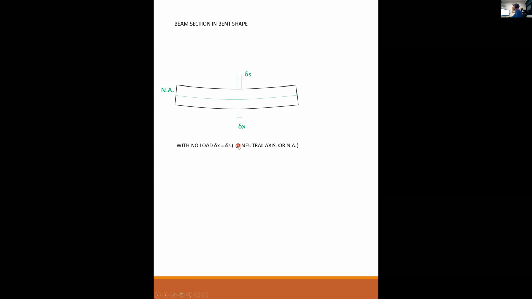We have a neutral axis at the center of gravity. When there is no load, delta X at the center is equal to delta S at the top. There's no difference in the length of these sections under no load. But when you apply load, delta X along the neutral axis remains the same length because at the neutral axis there is no stress and no strain. So delta X remains unchanged, but delta S is going to shorten because this is the compressive side. So delta S will shorten to delta S prime, which is going to be less than delta X.